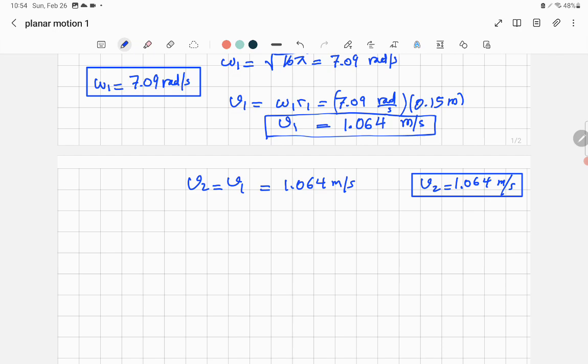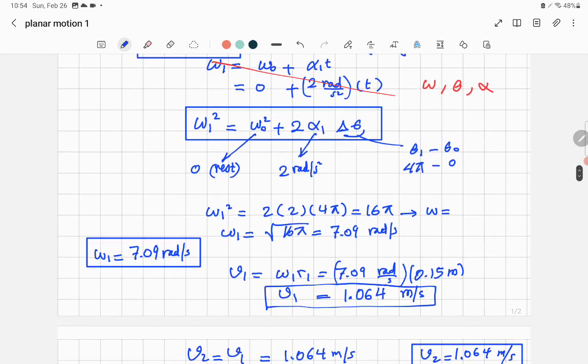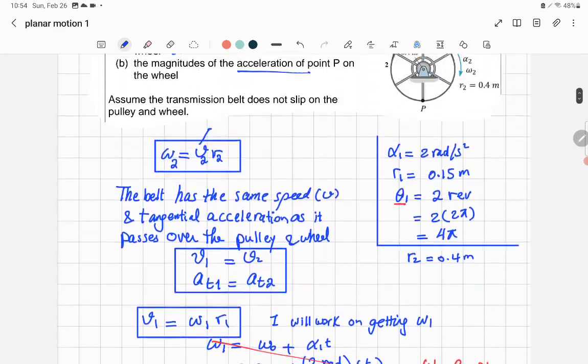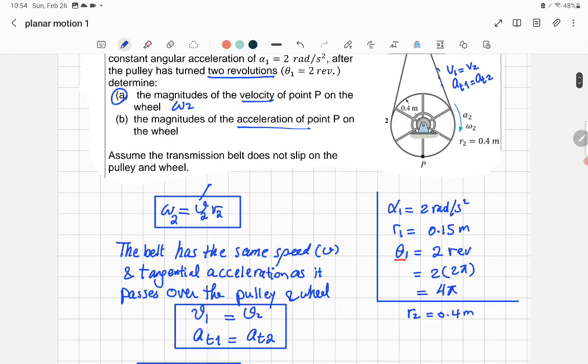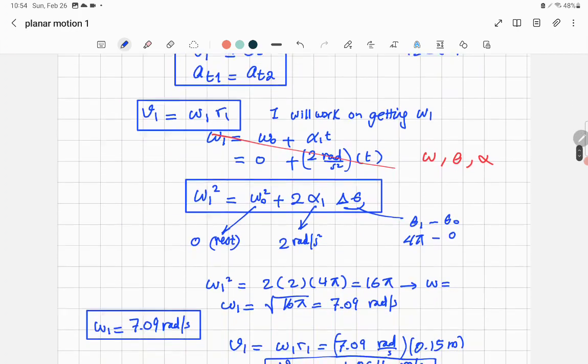So we got the velocity of the point on the wheel anywhere. That would be the velocity. Great. So what else do we need? We need to find omega 2. How to find omega 2?